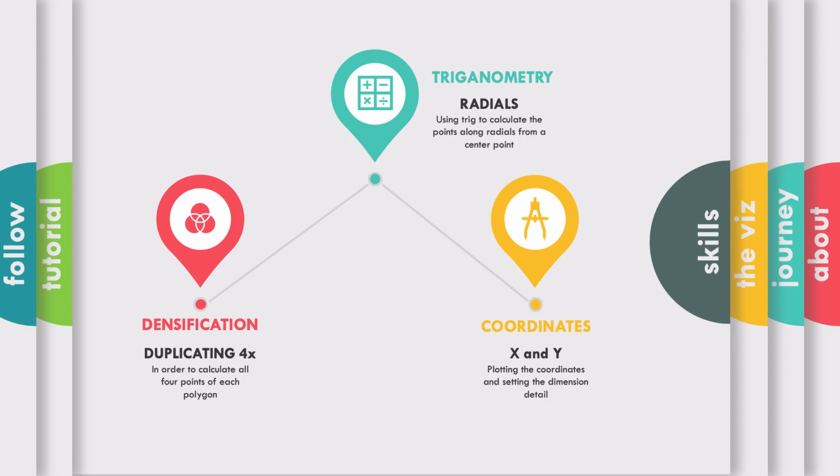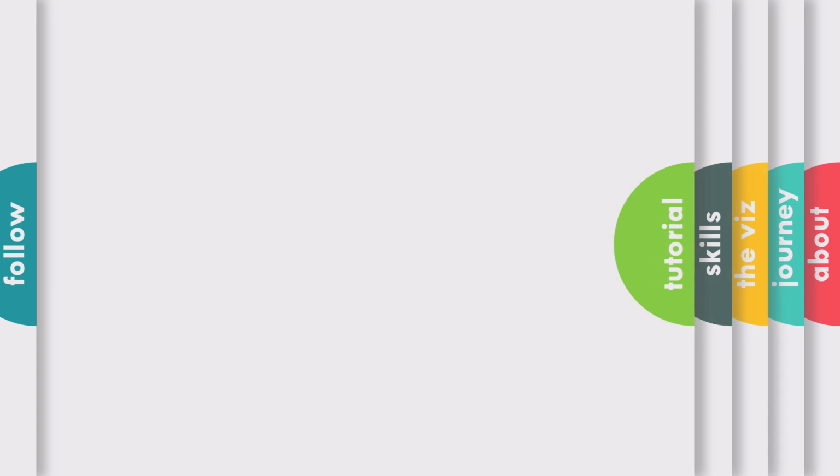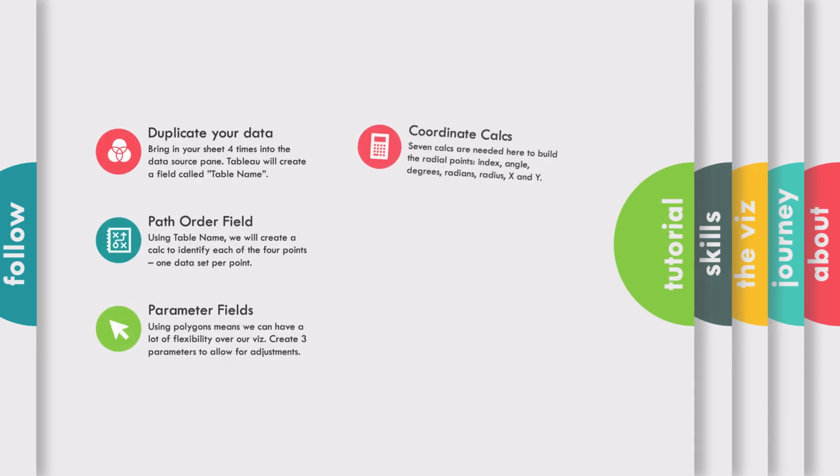Then I used some trigonometry and some radials to calculate various points that I needed, and then ultimately using the X and Y coordinates, which are going to get me the coordinates for those 4 different points for each of my slices, essentially. And that's all you need to know, those 3 concepts. So this is what we're going to go over in the tutorial.